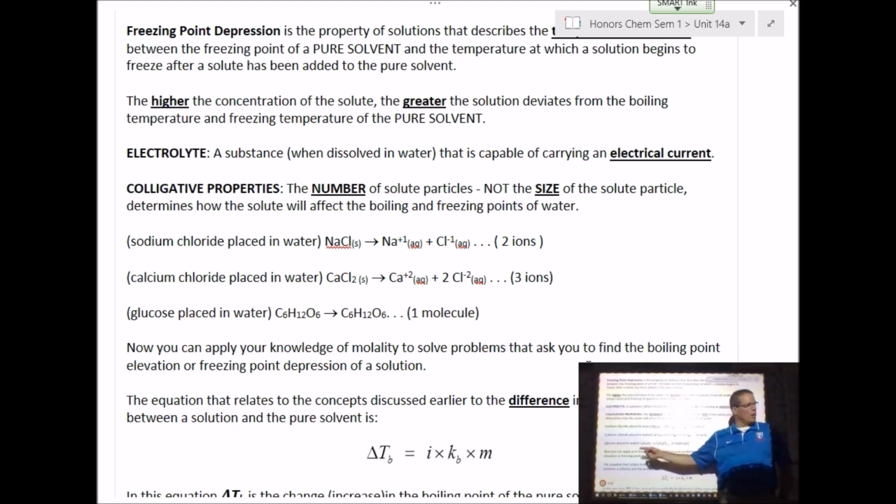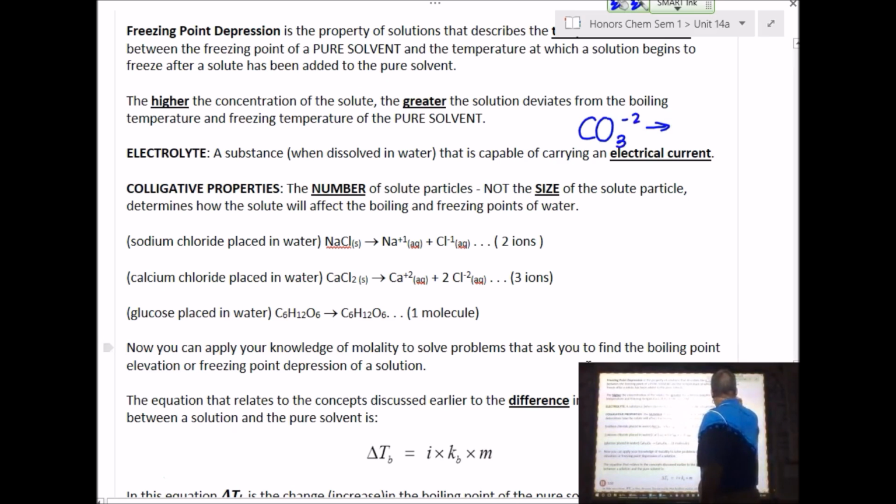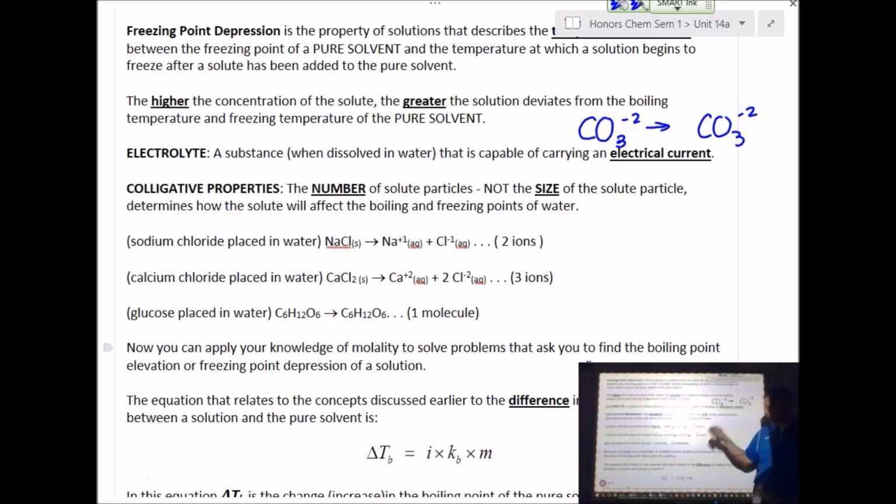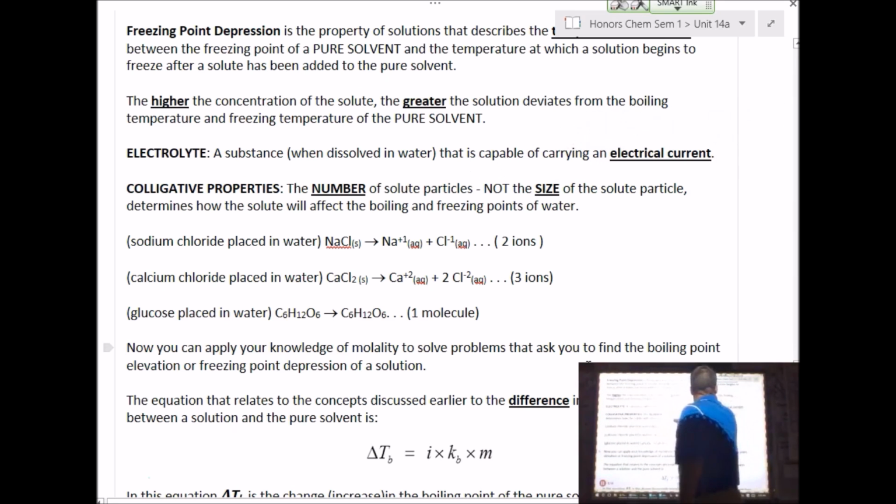So when we look at molecular compounds, just like when you had your quiz, when you had carbonate, how did that break apart when you put it in your solution? It didn't. It stayed together. Very good. Because technically, even though it's a polyatomic ion, it's molecular in nature. Okay? So never tear apart molecular compounds.